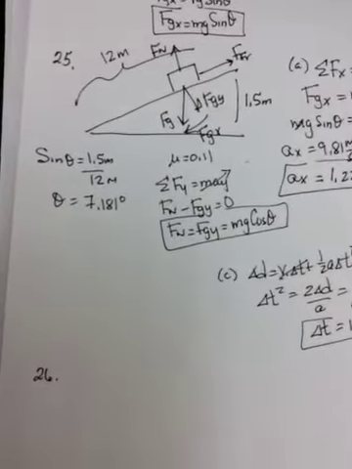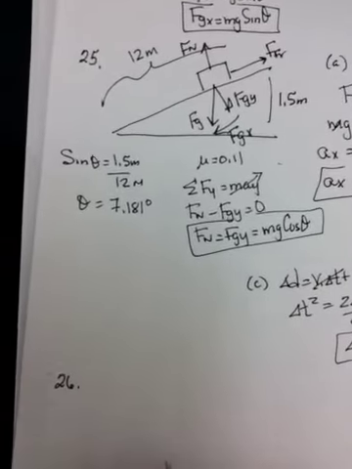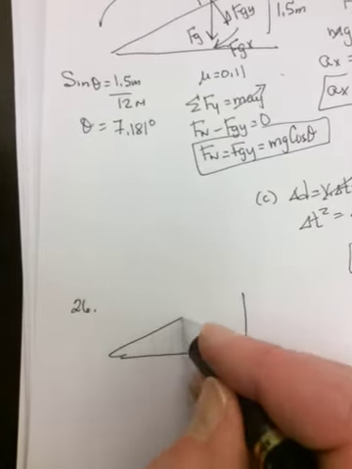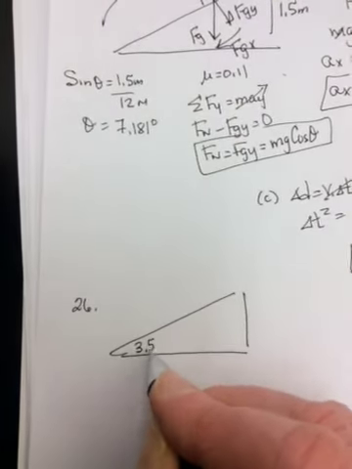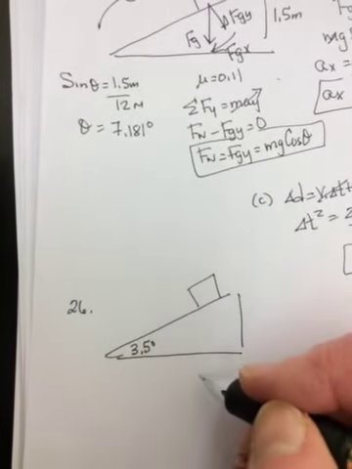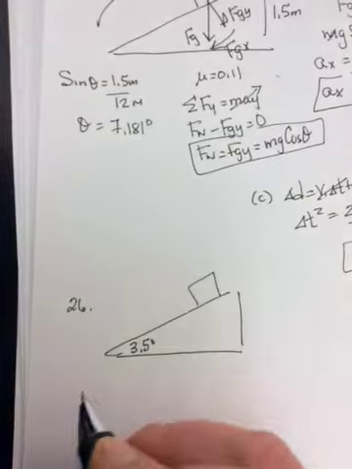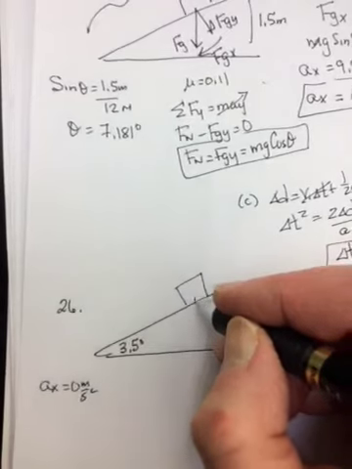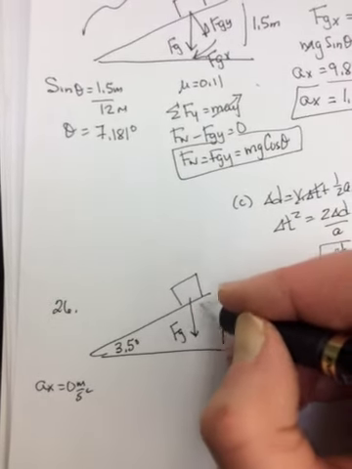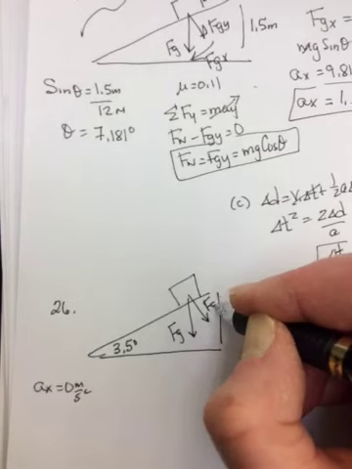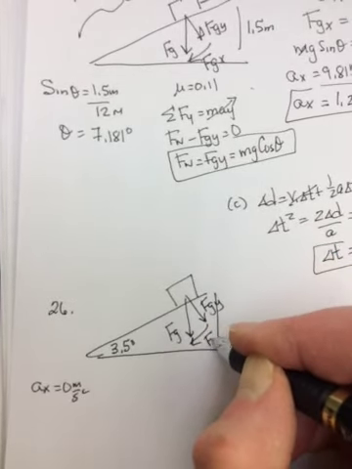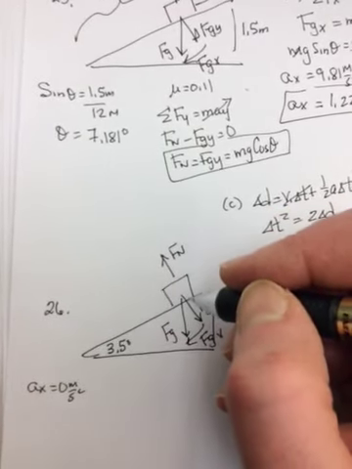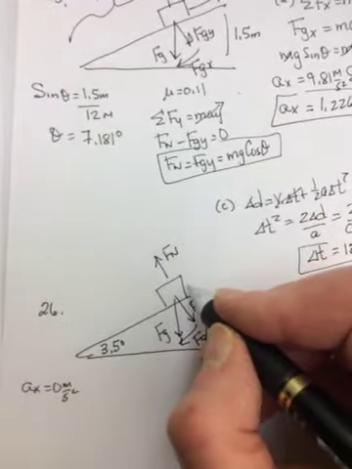Number 16. A skier coasts down a 3.5 degree slope. So here's my slope. This angle is 3.5 degrees. Here's my skier, at a constant speed. Constant speed means ax is 0. Okay, so acting straight down will be my Fg. Into the incline is my Fgy. Down the incline is my Fgx. Normal force acting up. Find the coefficient of kinetic friction between the skis and the snow.